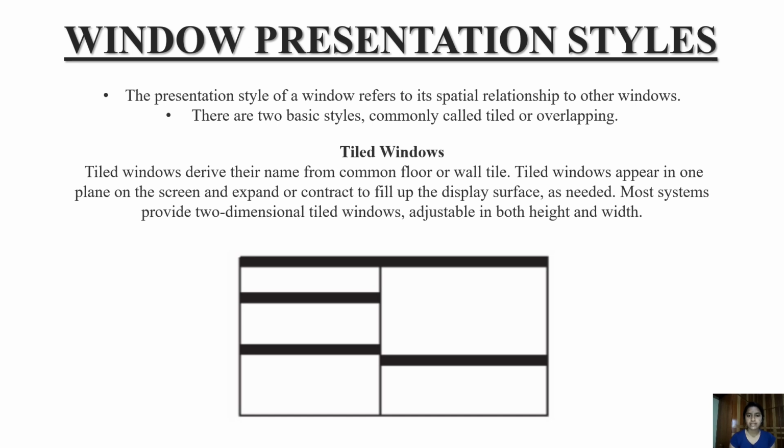Window presentation styles. The presentation style of a window refers to its spatial relationship to other windows. There are two basic styles, commonly called tiled or overlapping. Tiled windows derive their name from common floor or wall tile. Tiled windows appear in one plane on the screen and expand or contract to fill up the display surface as needed. Most systems provide two-dimensional tiled windows adjustable in both height and width.